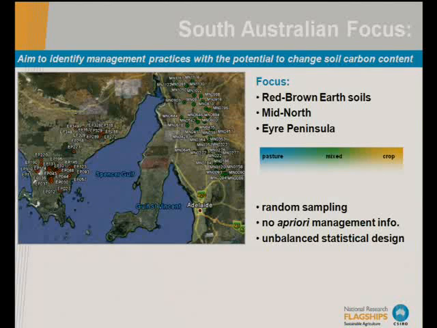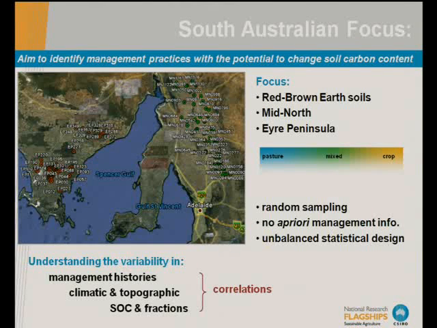So we're treating our sampling set in more of a regression approach, where we're looking at the intensity of agriculture within the system. We've taken a random sampling approach. We have no knowledge of management before we go out there, so we're very reliant on the landowners returning the land management questionnaire. And I know that I'm going to have a pretty unbalanced statistical design.